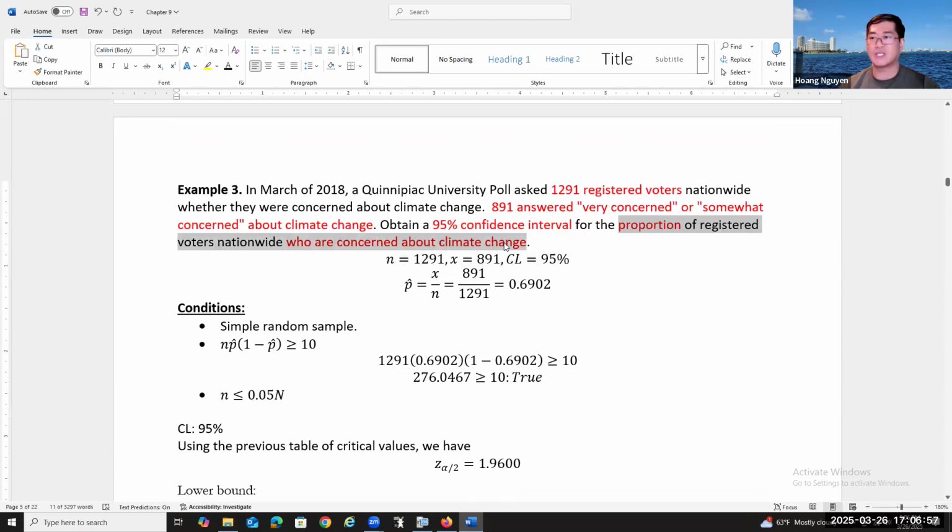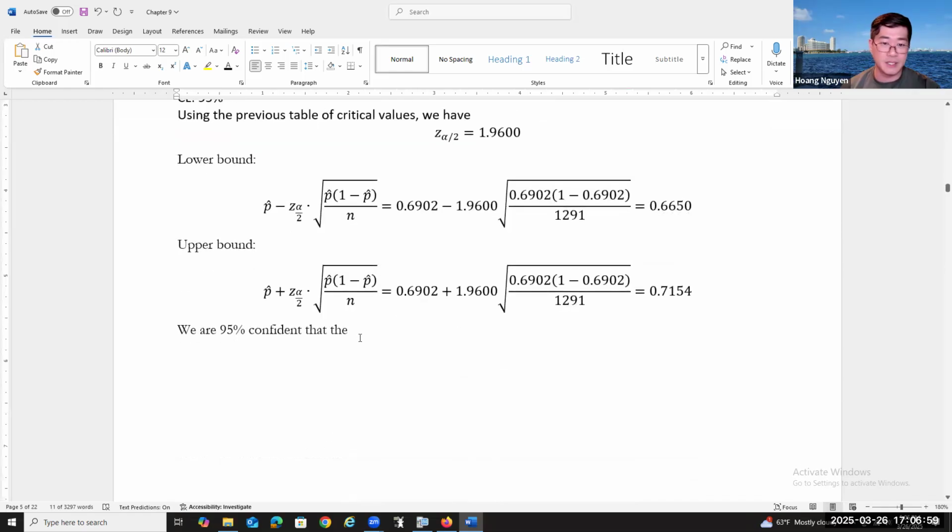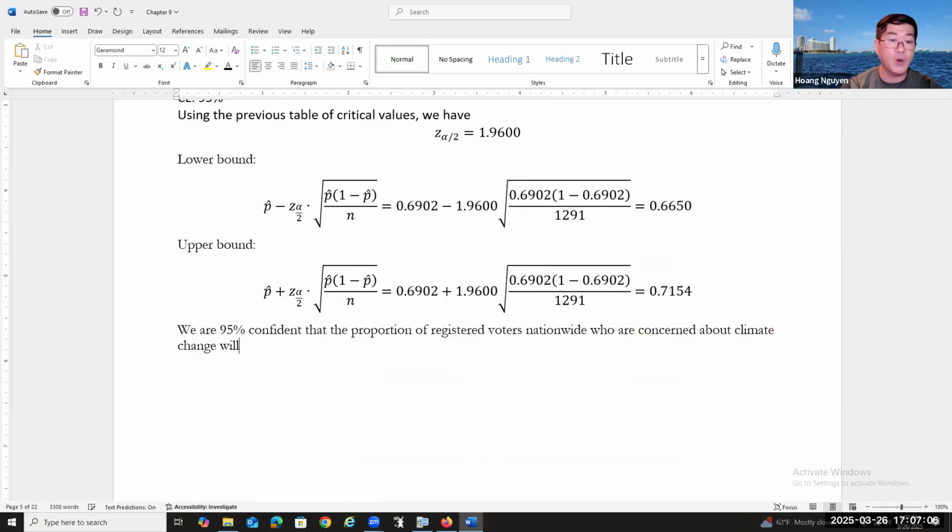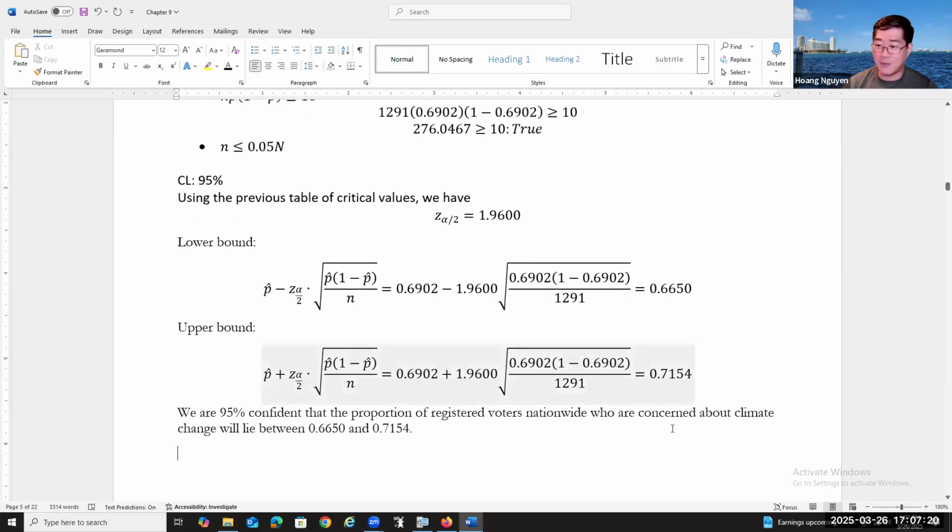So I will just copy that phrase. That the proportion of registered voters nationwide who are concerned about climate change will lie between the lower bound, 0.6650, and the upper bound, 0.7154. So that's going to be the wrap up of this calculation.